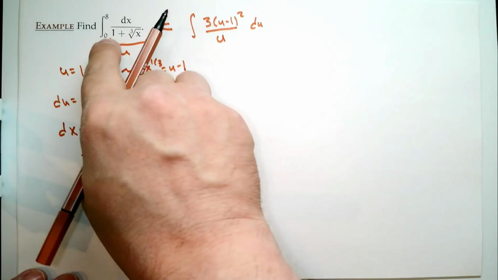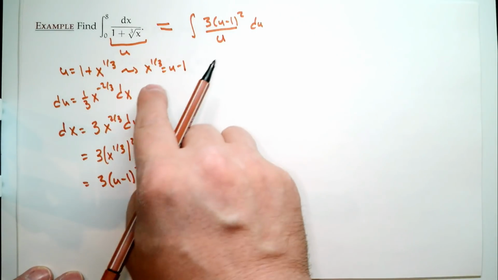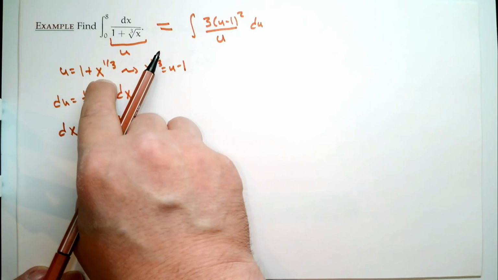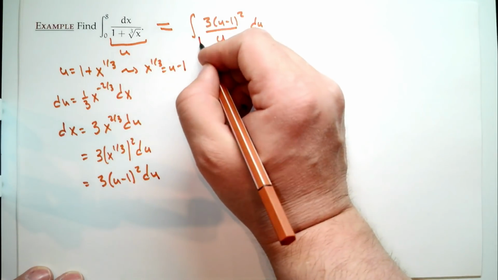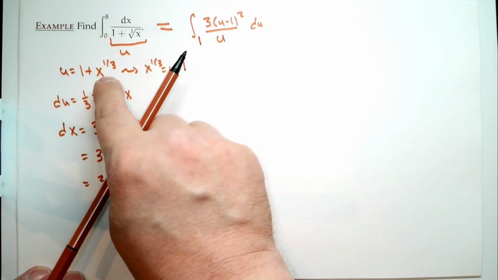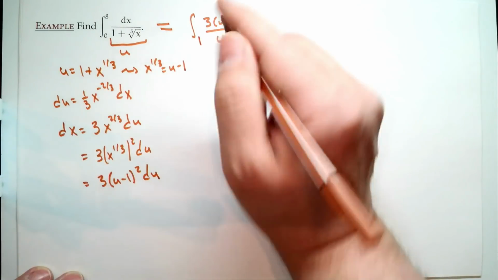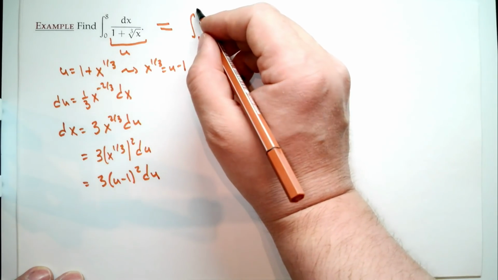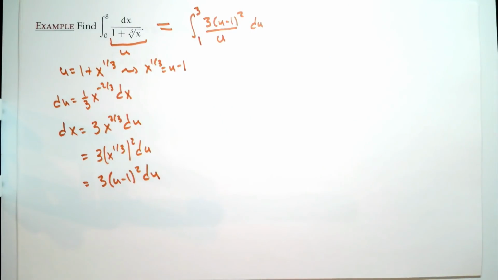So our old bound was 0. So to get our new bound, we plug in x equals 0. The cube root of 0 is 0, plus 1 makes 1. Plug in 8. Cube root of 8 is 2, plus 1 makes 3. Okay, that's fine. All right.